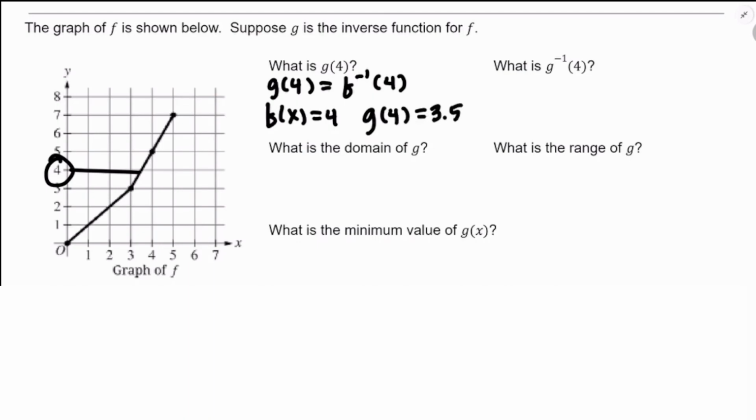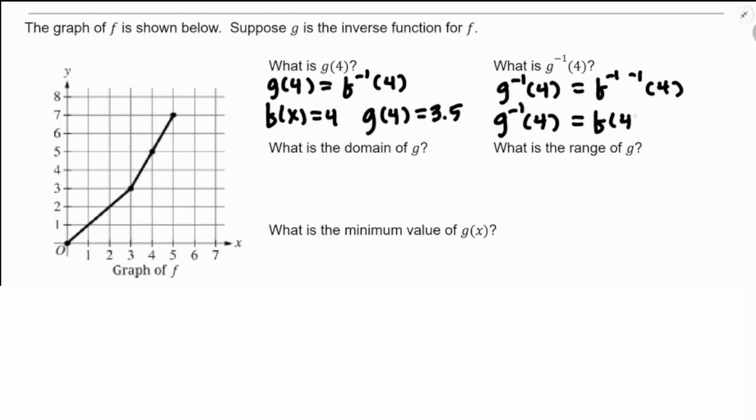Okay, what is g inverse of 4? Oh, that's nice. I hadn't thought of that. G inverse of 4 is f inverse of 4. And I think you've seen that reciprocal relationship at the beginning, that the inverse of the inverse is the original. So g inverse of 4 is going to equal f of 4, and that's going to equal 5.